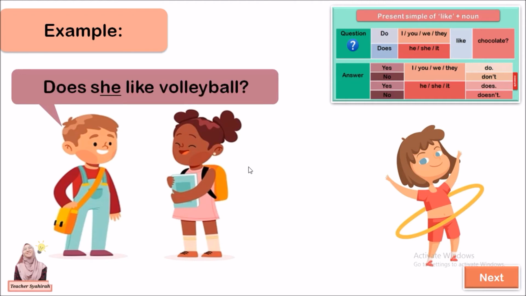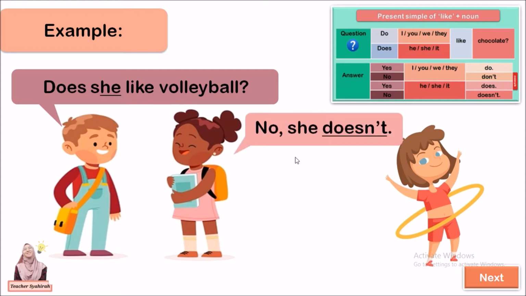Does she like volleyball? Okay, question. Even though he, she, it, tak perlu tambah s sebab soalan. So, does she like volleyball? The answer is no, she doesn't. So, for no, we use doesn't because she. No, she doesn't. Okay, it's easy, right?